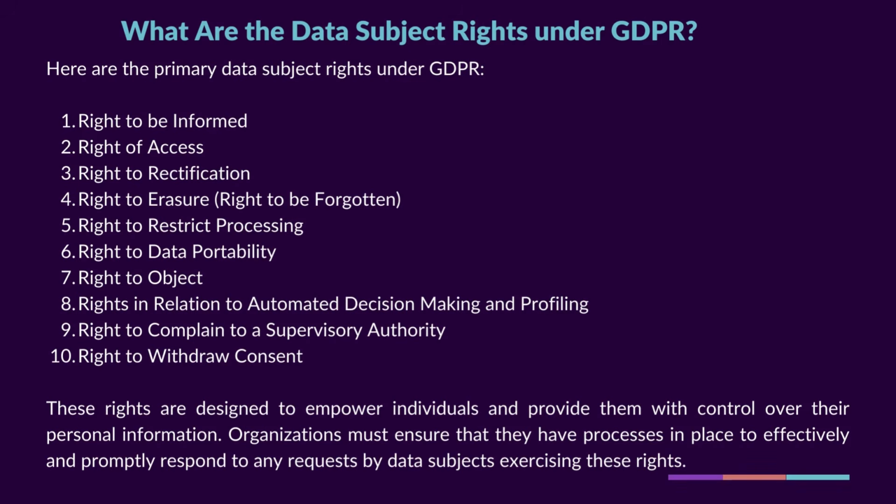Before going to the steps, let's understand the data subject rights under GDPR. Here are the primary data subject rights under GDPR: right to be informed, right of access, right of rectification, right to erasure or right to be forgotten, right to restrict processing, right to data portability, right to object, rights in relation to automated decision making and profiling, right to complain to a supervisory authority, and right to withdraw consent.